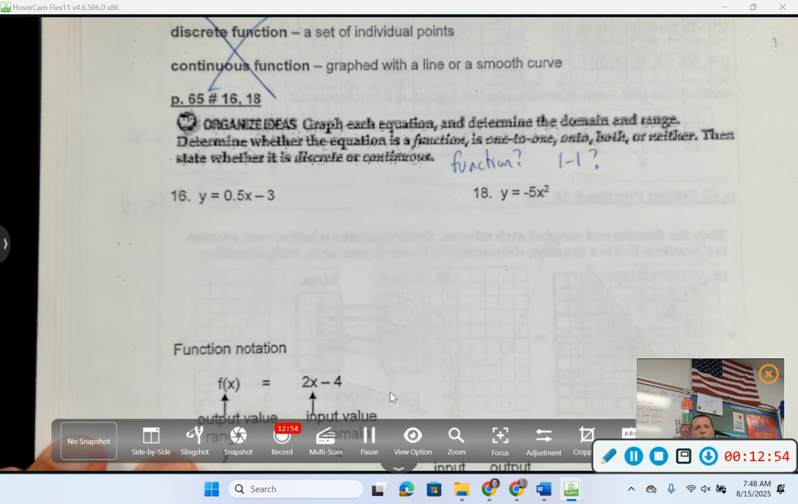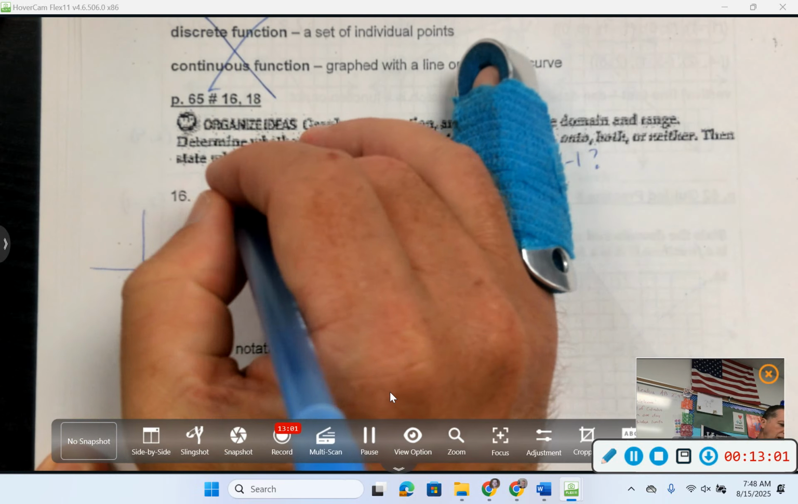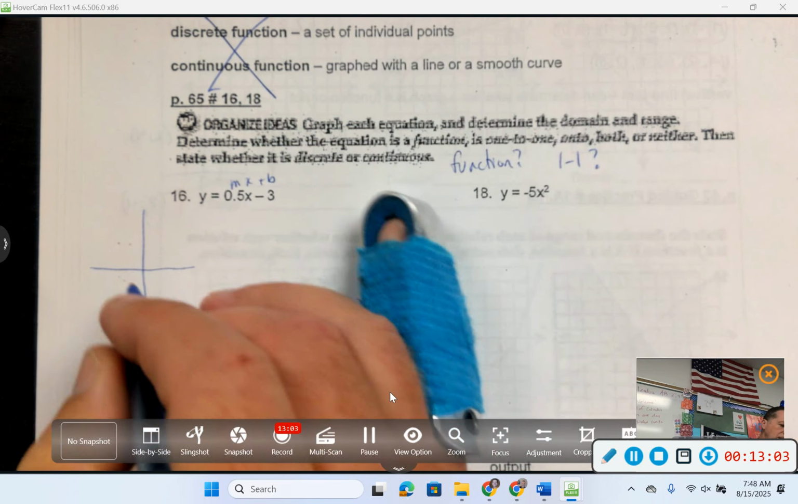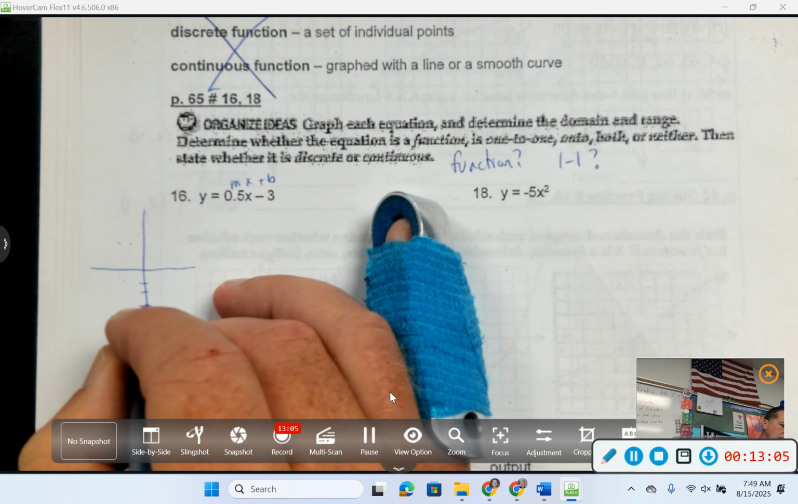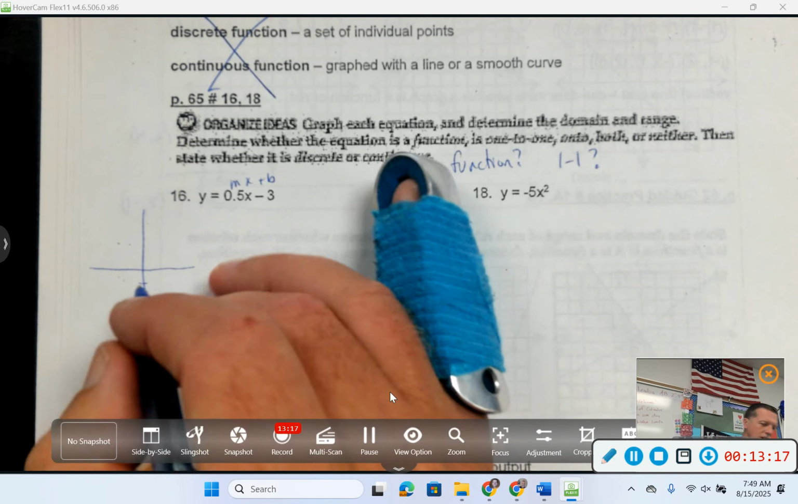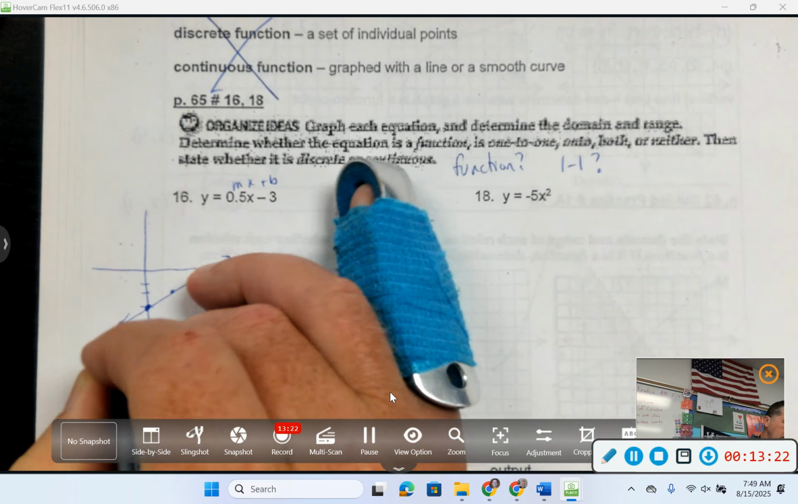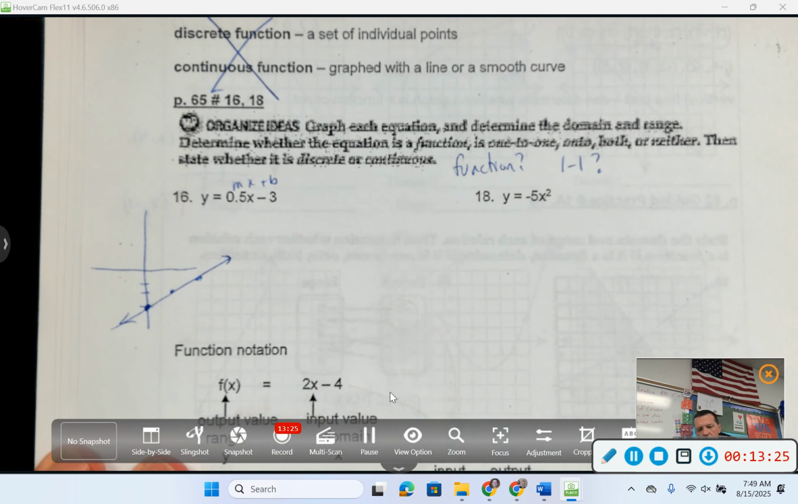So y equals 0.5x minus 3. Okay, I don't have to be an expert at graphing this, but it would help if I know how to graph y equals mx plus b. All right, we begin at down 3. And the slope of 1/2, what's that mean? If the slope's 0.5, it's 1/2. Rise 1, run 2. Up 1 over 2, up 1 over 2. And again, this doesn't have to be perfect because we're only using that picture to figure out if it's a function and if it's one-to-one.